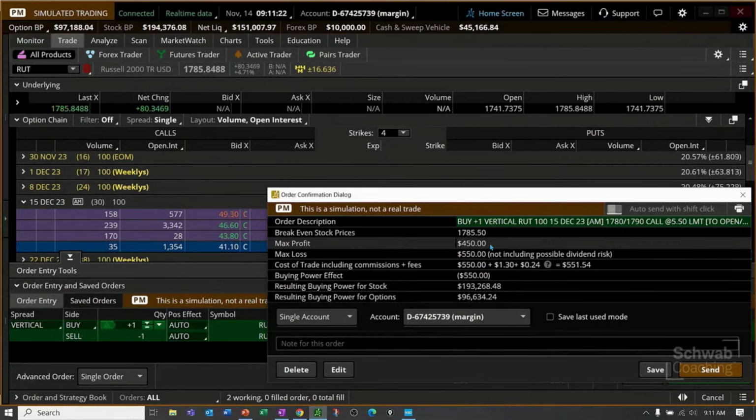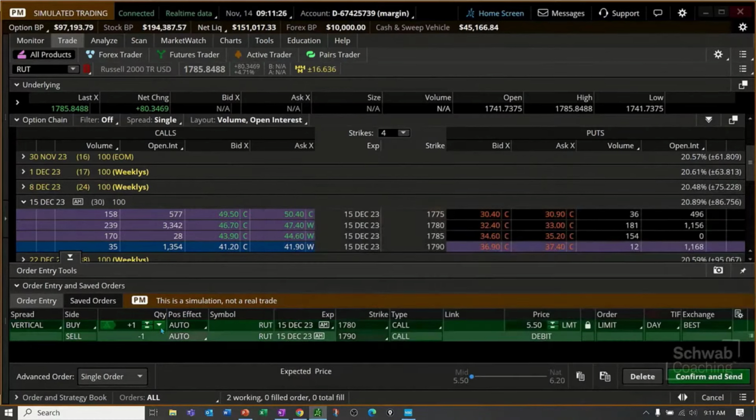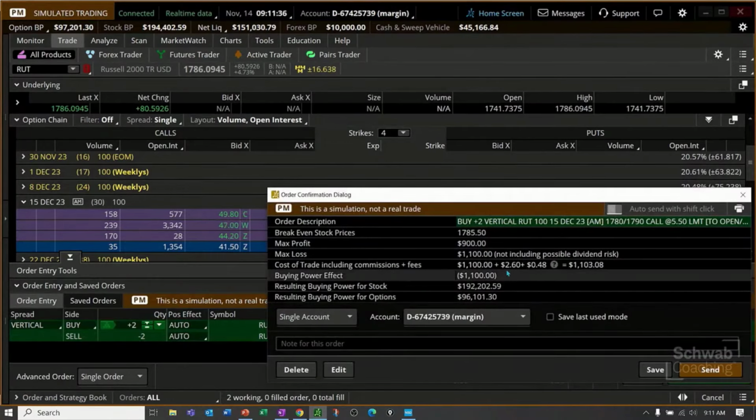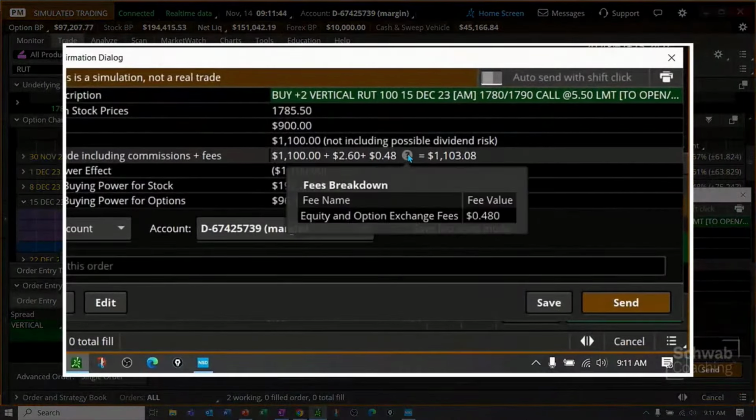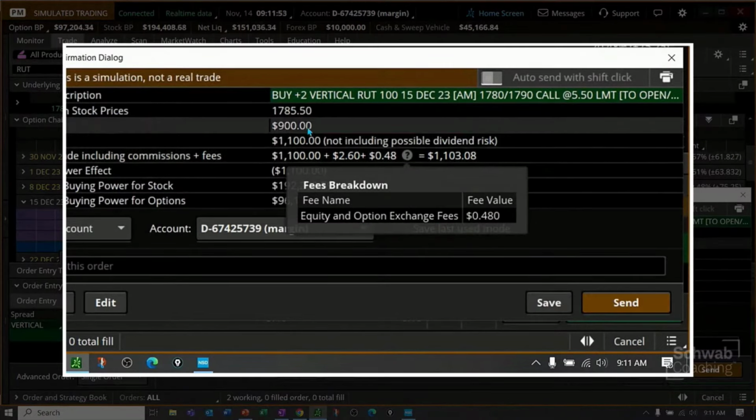Matter of fact, let's just say for right now, we could risk $1,500 in the bigger account. We would be doing two contracts. Now, we'll come to the portfolios in just a sec. We're going to do two contracts of the Russell. Okay. What's the most we could lose given the vertical? $1,100. Note that on this, it's not only the commission, but they tack on a little 48 cent fee because there's an equity and option exchange fee. Not backbreaking, but just note that as well. Max profit, $900.